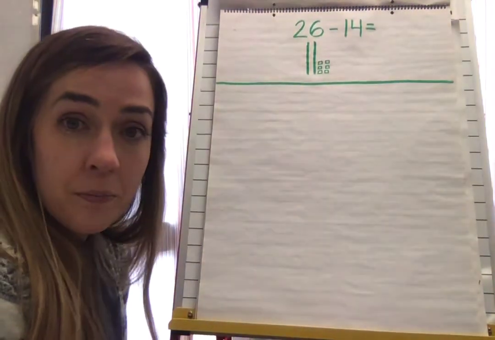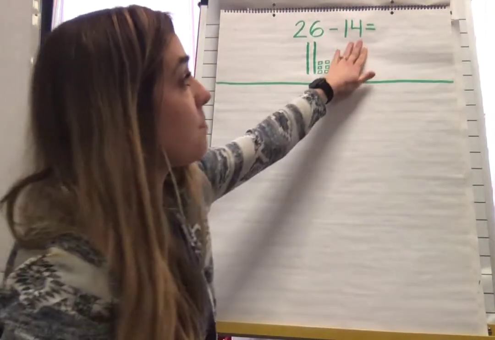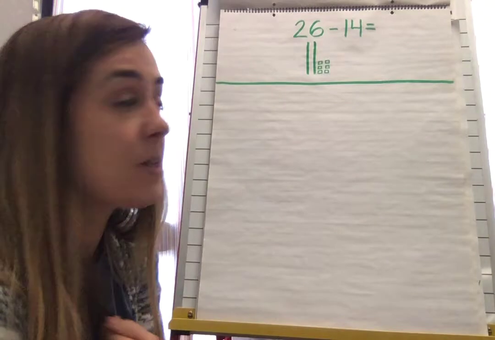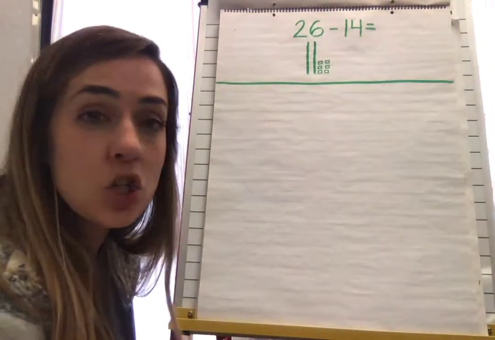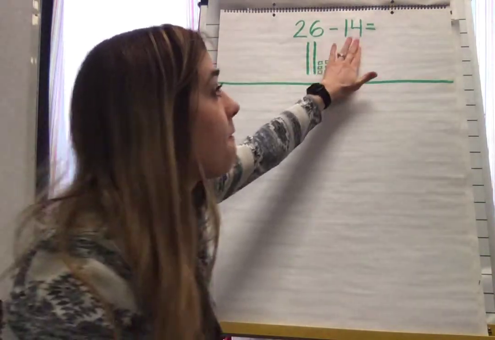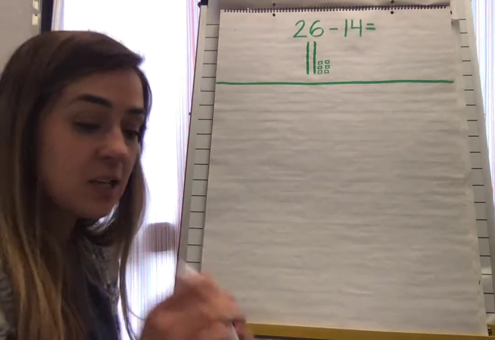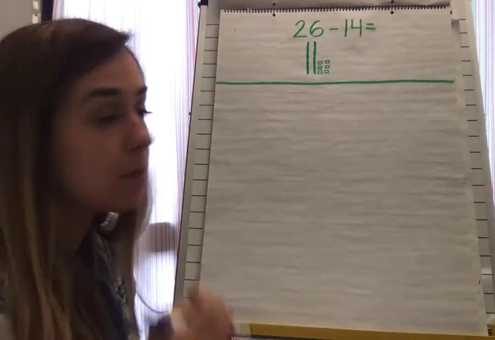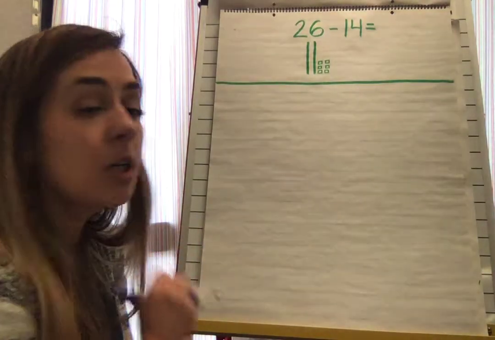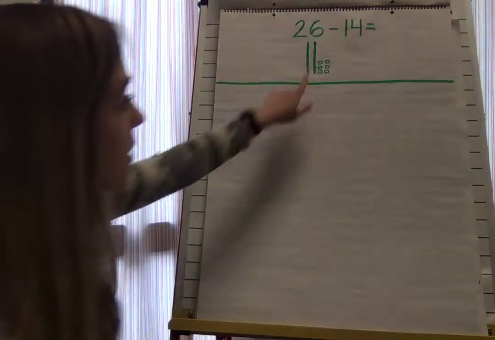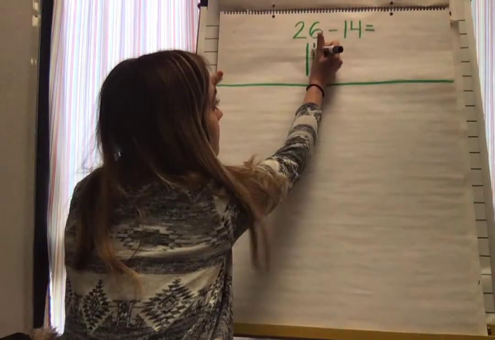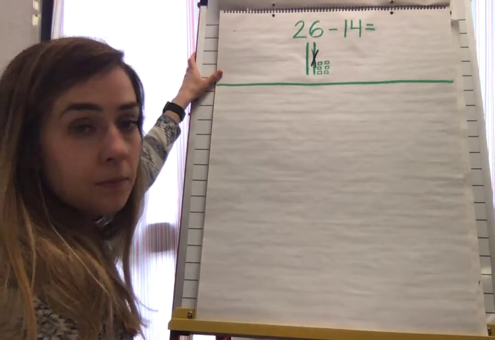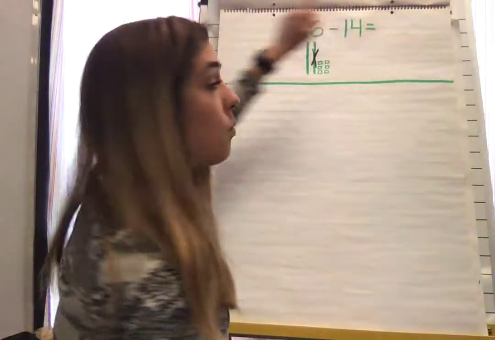So now the reason why I don't have to build the 14 is because that's what I'm getting rid of from the 26. So I like to show that by crossing 14 out. I'm going to use a different color, but you're just going to use your pencil. And I'm going to cross 14 out. So I'm going to cross out one stick. And I'm going to cross out 4 ones.